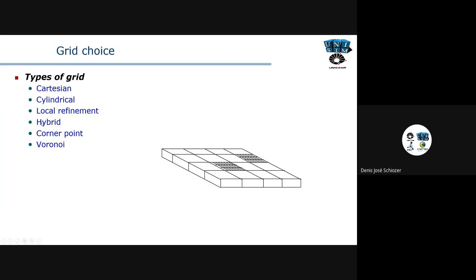Okay, so considering the grids, we have talked about these in the last classes, but let me put them again here: we have Cartesian grids, cylindrical grids, local refinement, corner point, and Voronoi.